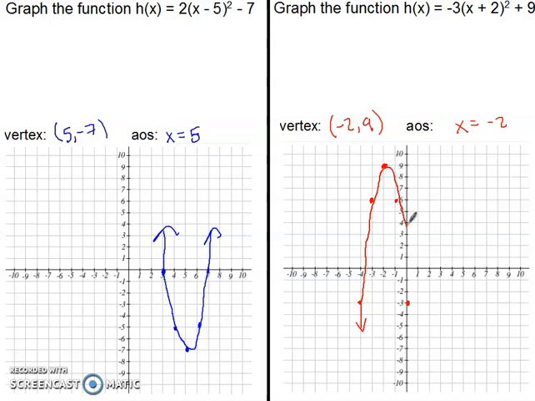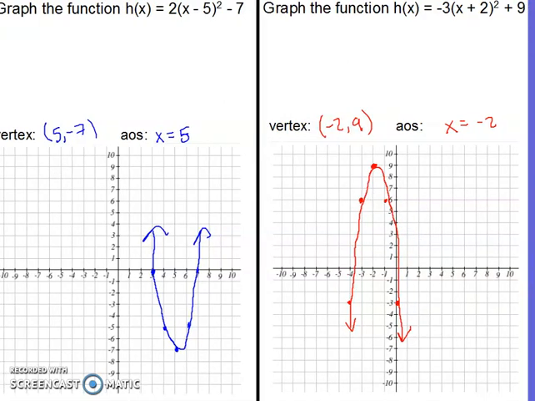All right, so your parabolas should look like these below. I've got an axis of symmetry of 5 in my first parabola, and then an axis of symmetry of negative 2 in my second parabola.